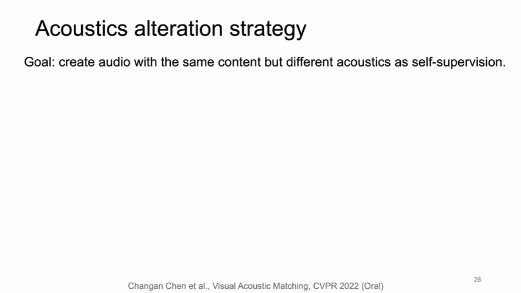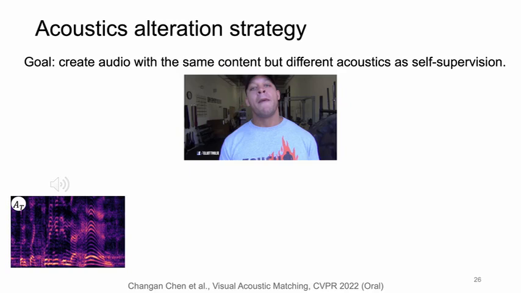So the key idea is, for a YouTube video that comes with both image and audio, and here is the audio. You can hear that the audio is very reverberant because the space is pretty empty.